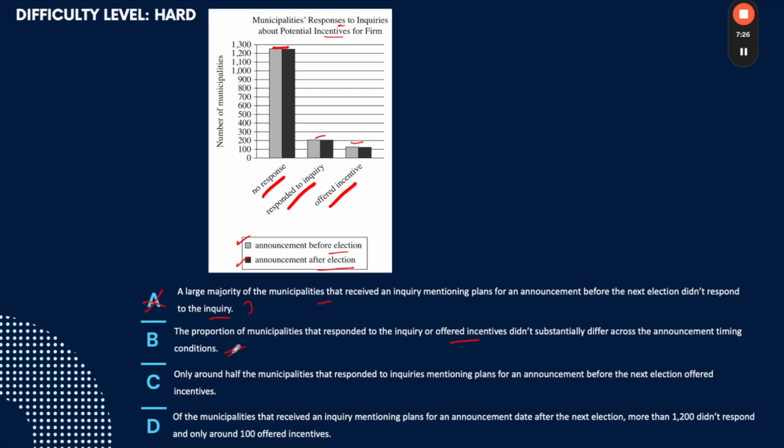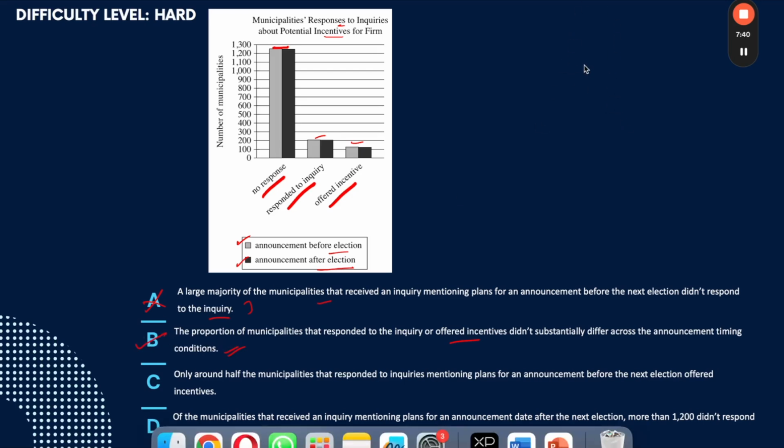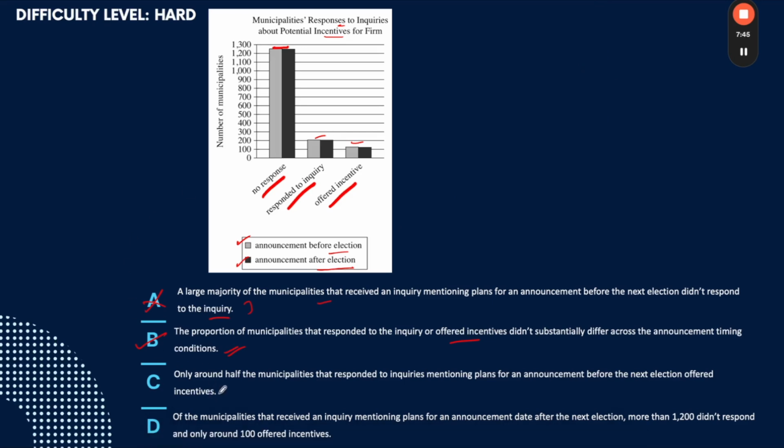This particular option directly weakens the researchers' hypotheses because it suggests that the timing didn't make a difference, contrary to what the researchers expected. So I like this option, right? But again, it doesn't mean that I will not go ahead and eliminate the rest of the options. Let's look at C now.